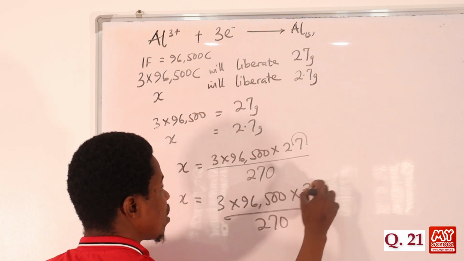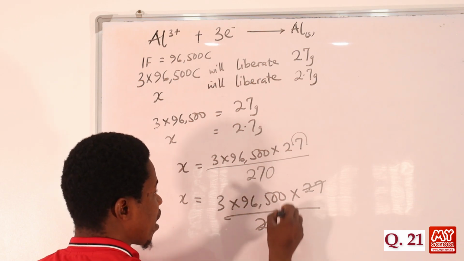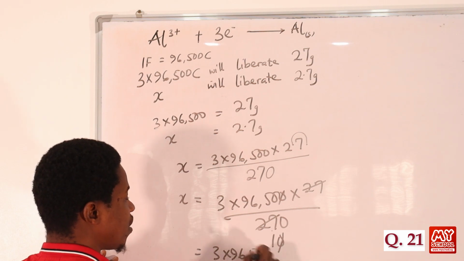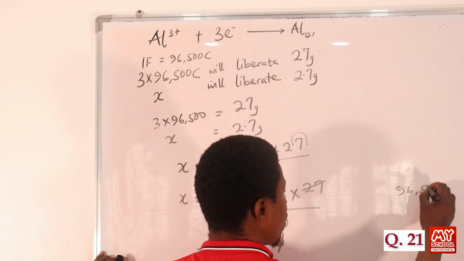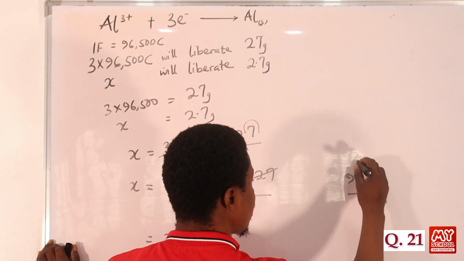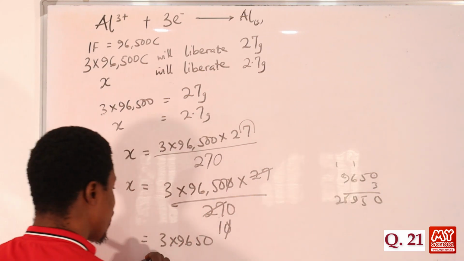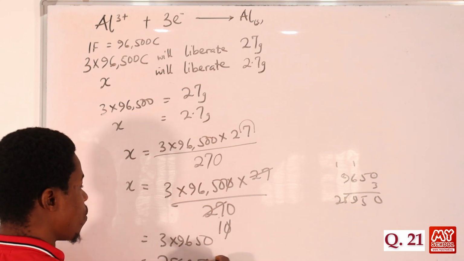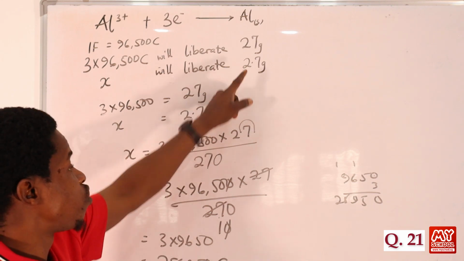270. So in other words, 27 cancels 27 here, we are left with 10 here. So 0 cancels 0 here, that is that. So that will be 3 times 9650. That's what we have left here. So if you multiply this 9650 by 3, that is 15, that is 18, 19, 1, that is 27 plus 1, 28. So we have 28,950 coulomb of electricity is what is going to actually liberate 2.7.